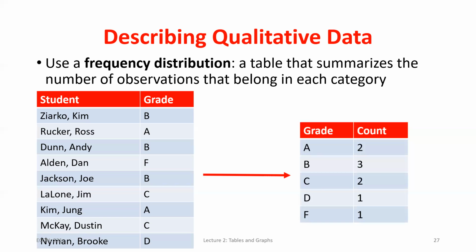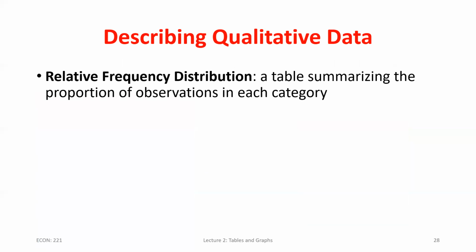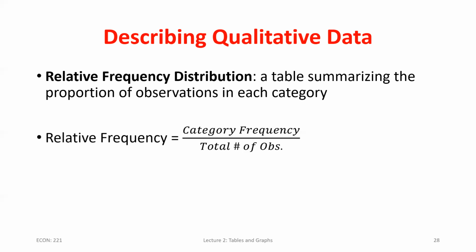Now we might be interested in taking this a little bit further, which is coming up with a relative frequency. It's great to know that 39 students got A's, but I might be more interested in what proportion of the students got A's, right? If it's 39 out of 50, well, that's pretty good. But if it's 39 out of 500, well, that's not very good, right? So I can convert these frequencies into relative frequencies by simply dividing by the total number of observations, right?